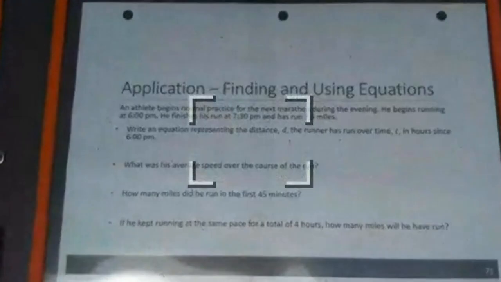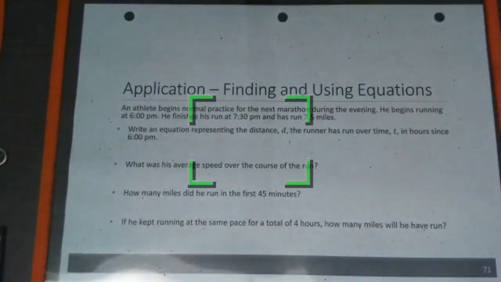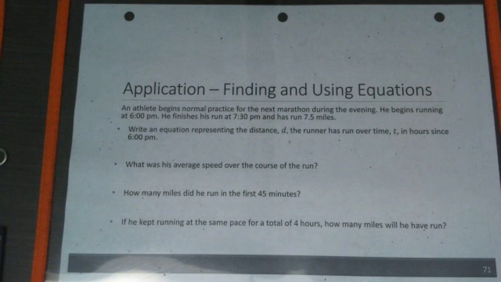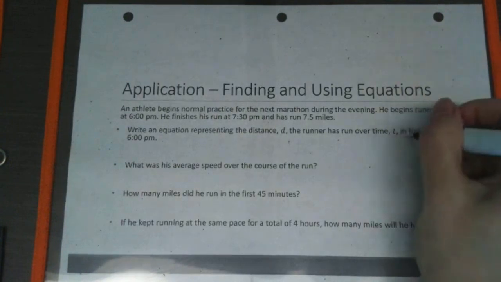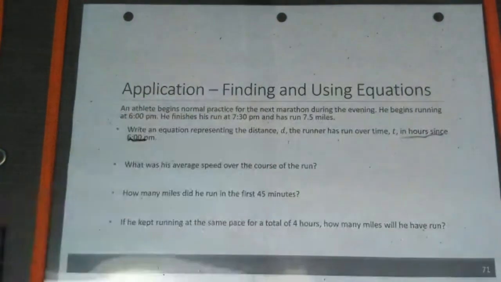An athlete begins normal practice for the next marathon during the evening. He begins running at 6 p.m. He finishes his run at 7:30 p.m. and has run 7.5 miles. Write an equation representing the distance the runner has run over time t in hours since 6 p.m.